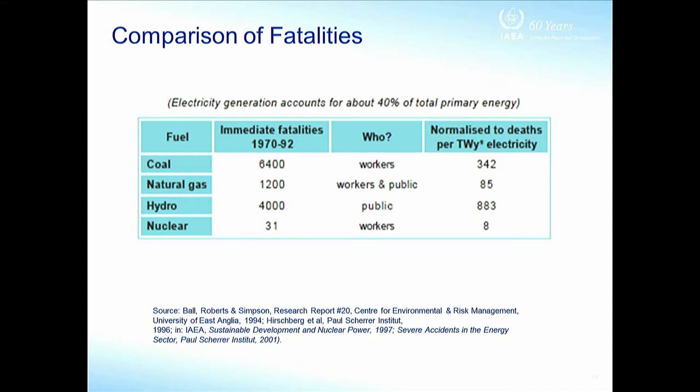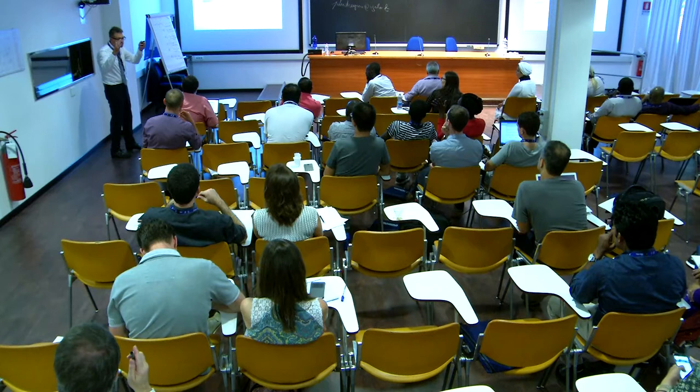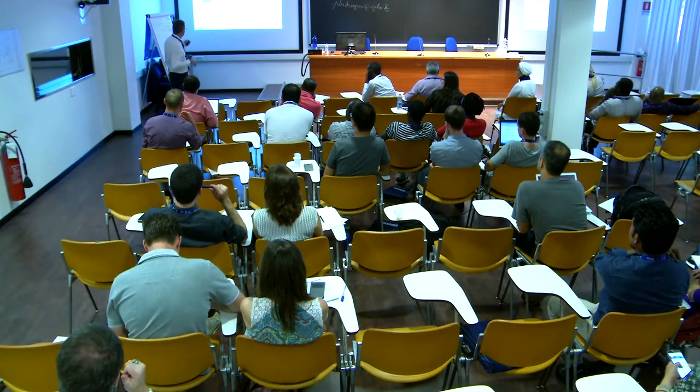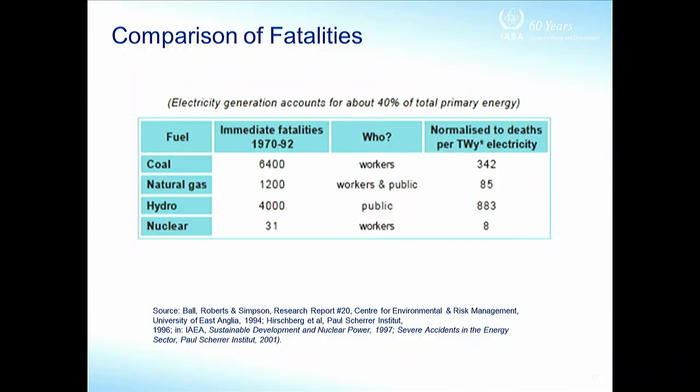That's just amazing, isn't it? So workers and the public, and workers. Amazing kind of comparison. So if we were going to base our decision on electricity generation on risk of death to the public or workers, we wouldn't even consider those, would you? I mean, they're two orders of magnitude higher. That's real statistical facts. I made this up.